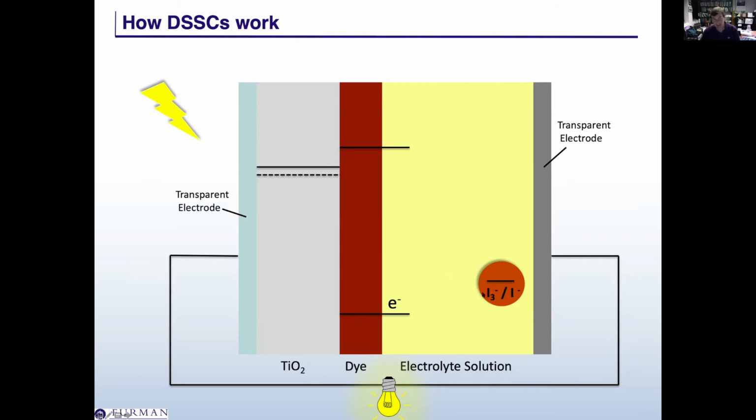So when light comes in, remember it moves electrons? Light moves electrons. The electron goes to higher energy. Now it's in high enough energy where it can get injected into our semiconductor. We can send it through an external circuit.